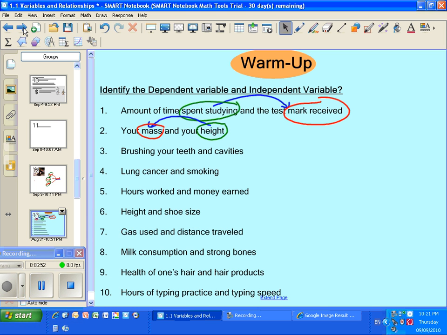So there we have it. Cause and effect relationship, 3 different types of variables, and mind maps.